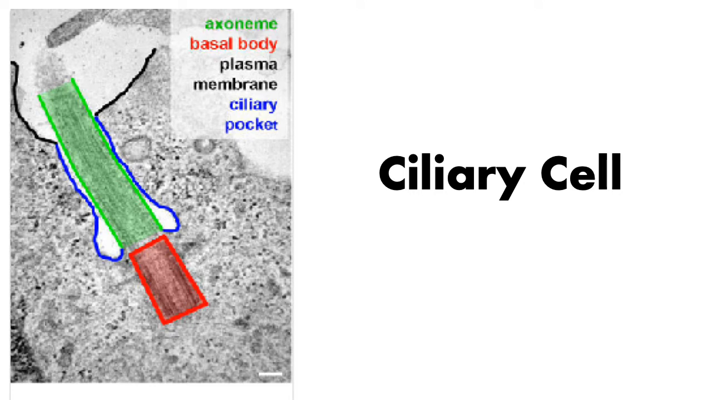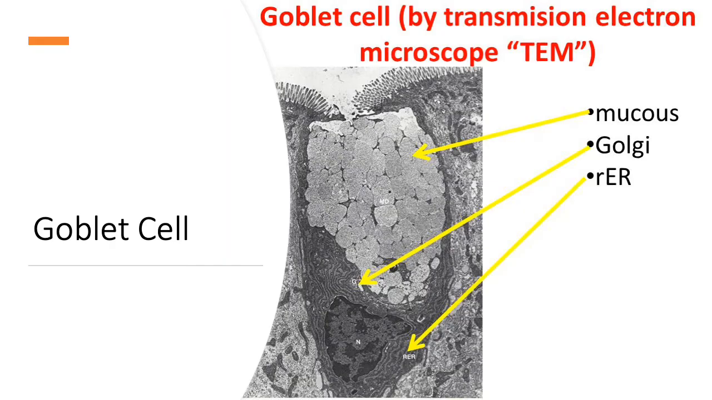So ciliary cells. As you can see in the picture, the axoneme is the green part, the blue is the ciliary pocket, the black at the end is the plasma membrane, and the basal body is the red. And that's a goblet cell, and this is a TEM of a goblet cell. So you can see the mucus, the Golgi, and the rough endoplasmic reticulum.